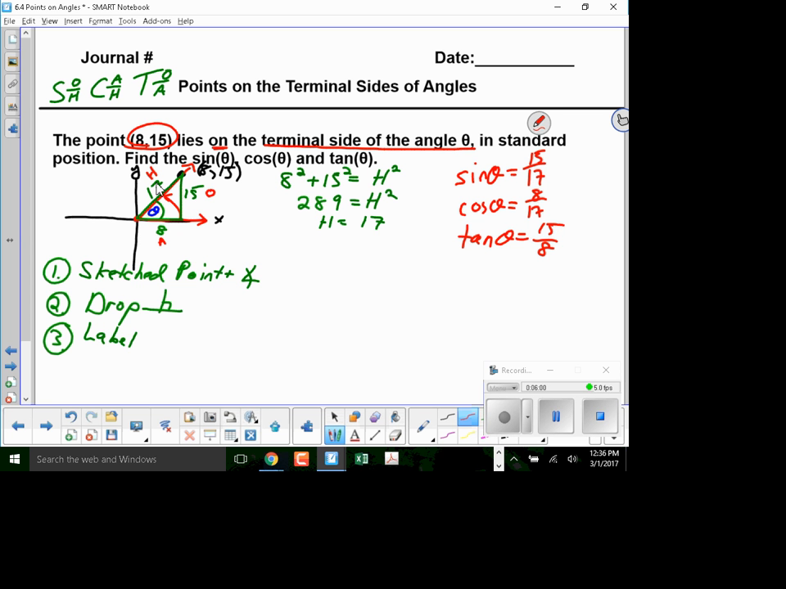Okay, so that's really how you're going to do this. We're going to stay in the first quadrant. We're not going to get fancy. Any questions? You okay? All right.